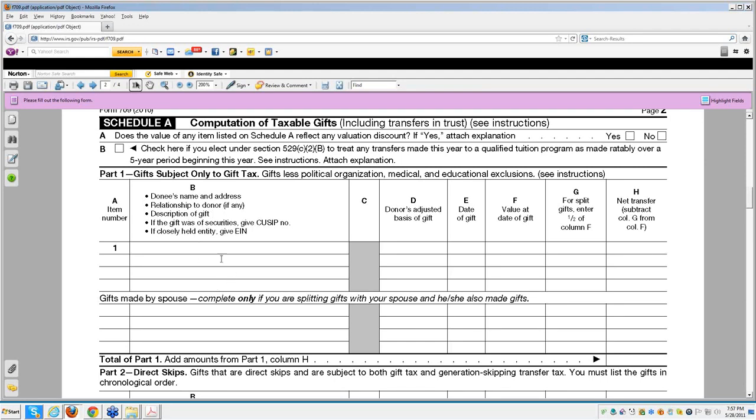Okay, then you put description of gift. If the gift was of securities, give CUSIP number. The gift was of securities. You gave them a security. Okay, so you have to have a CUSIP number. Yeah, and you get the CUSIP number. Okay, watch.